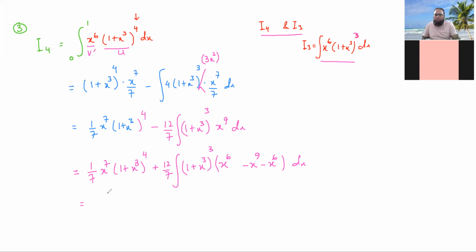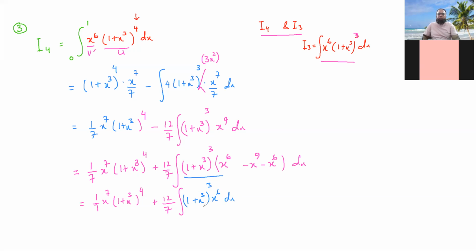This is going to be 1 over 7. I can apply the limits onto it if you allow me, but just for a minute, I'm going to keep writing it like this. Please tell me if I can really write it like this: 12 over 7. I'll keep this part together. This is going to be 1 plus x cubed to the power 3 into x raised to the power 6 dx. You see that?